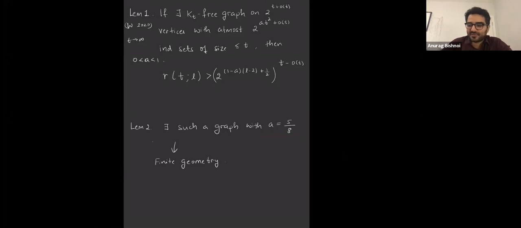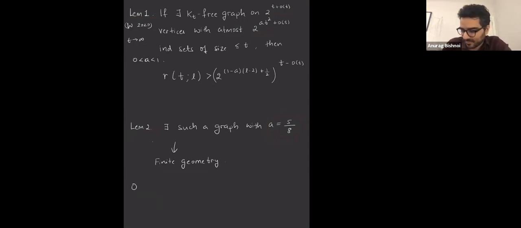Right, so we have sort of dissected this whole result into these two independent bits. And now all you have to do is use lemma 1 as a black box and just construct new K_t-free graphs on 2 to the t plus little o of t vertices, which have these many independent sets, and a is strictly less than 5 over 8. In fact, if you can do it for a equal to half, I believe that will then match the Ramsey number for the two colors also, right? You divide n by m, but anyway, I guess let's ignore that. Anyway, so this is the big open problem.